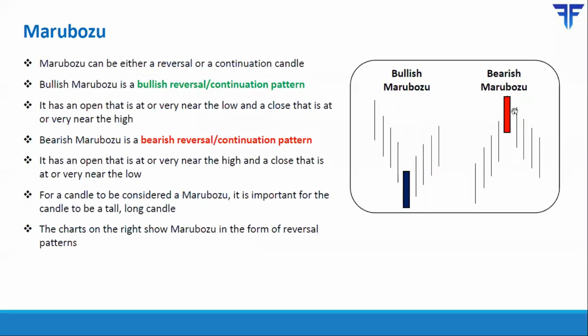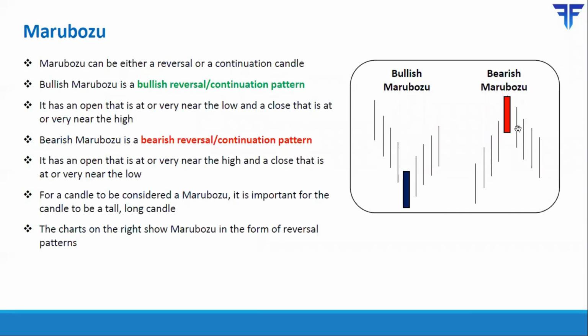A bearish Marubozu is a single candlestick pattern wherein the opening is near the high and the closing is near the low. So it's a very tall bearish candle, which kind of suggests that for that particular period, sellers were in total domination of the market. It indicates a scenario wherein there was no buying pressure whatsoever and sellers were in total control for that period.